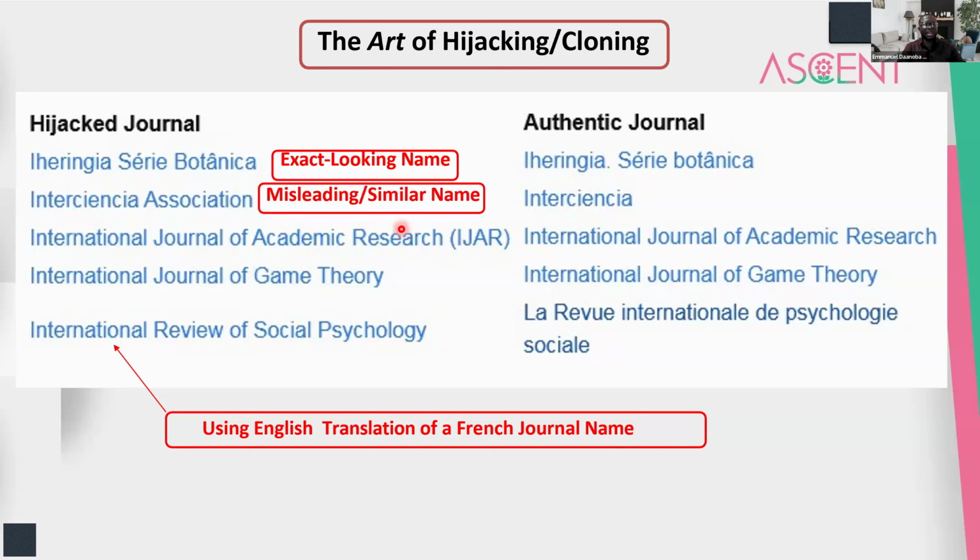Now, there is also a misleading similar name. Look at this, Interciacia. Then they will say Interciacia Association. So you may be trying to send to the original, then you go and land on this, then you think that is it, and you make a mistake. Then look at this. La Revue Internationale de Psychologie Sociale. Then they will translate it into English, International Review of Social Psychology. It's the same journal. They have cloned it. So be very, very, very careful.